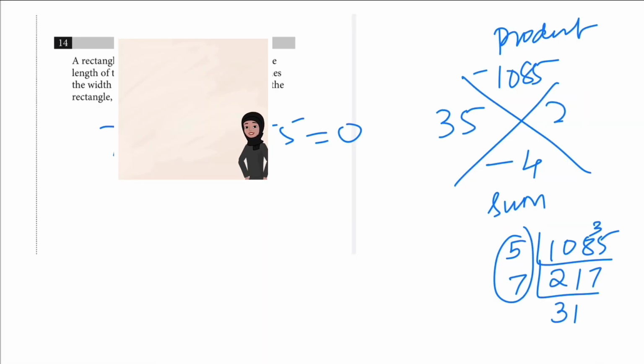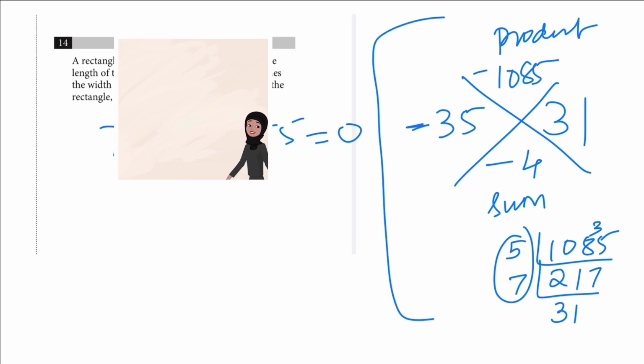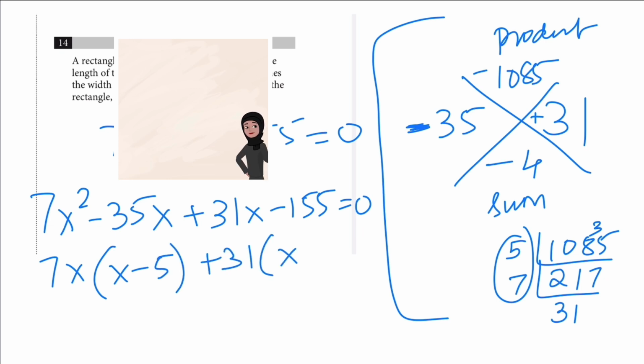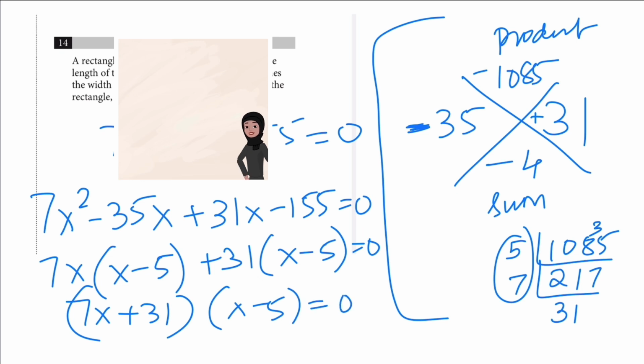So now what we can do, 7 times 5 is 35 and we have 31. So strategically we can apply a negative sign for the 35 and positive sign for the 31, so that the difference between them is minus 4, which is the sum which we need, and minus 35 times 31 will give negative 1085. So this is how we are going to factor this. 7x squared minus 35x plus 31x minus 155 is equal to 0. Then from the first two terms, 7x times x minus 5, and same way from the next two terms, x minus 5 is equal to 0. That means this will get factored like this.